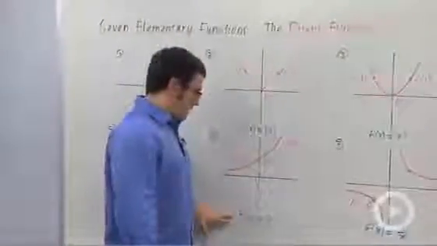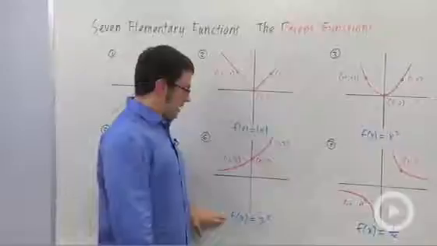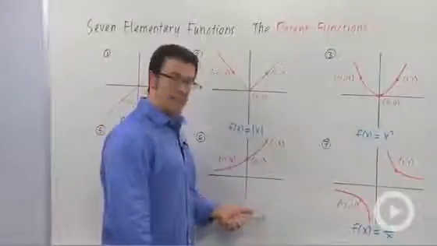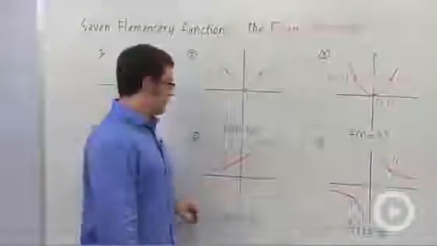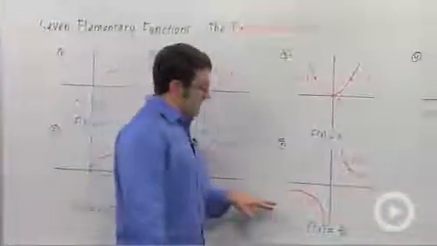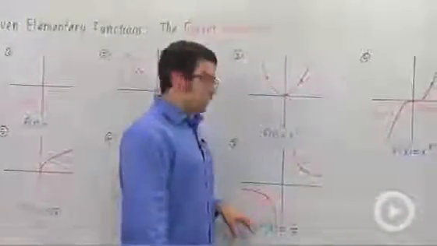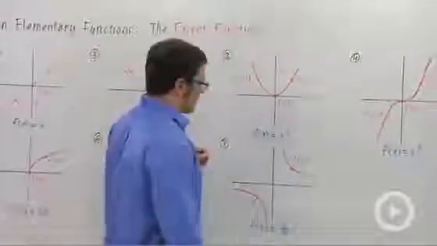A typical exponential function, f of x equals 2 to the x. Notice the difference between 2 to the x and x squared. Very different shapes, different classes of function. And f of x equals 1 over x, the reciprocal function. These are the parent functions.